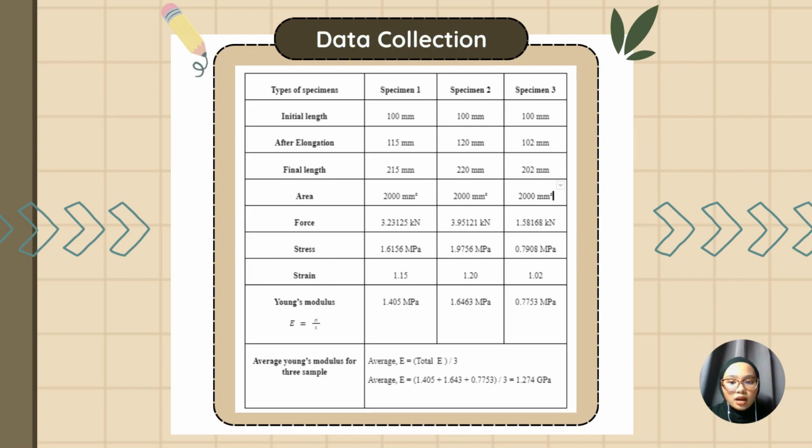Okay. Next, Young's modulus. So we have to calculate stress divided by strain. So for specimen 1, we got 1.405 megapascal, for specimen 2, 1.6463 megapascal, and for specimen 3 is 0.7753 megapascal. For the average Young's modulus for the 3 samples, we have to total up the Young's modulus for the 3 specimens and divide it by 3. So we got 1.274 gigapascal.